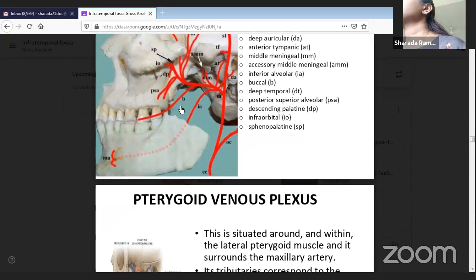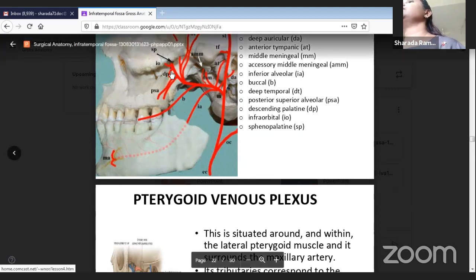Now, apart from this, you're going to get the palatine arteries. So what are the palatine arteries? You're going to get the greater palatine artery and the lesser palatine artery. So 2 palatine arteries are going to be there.